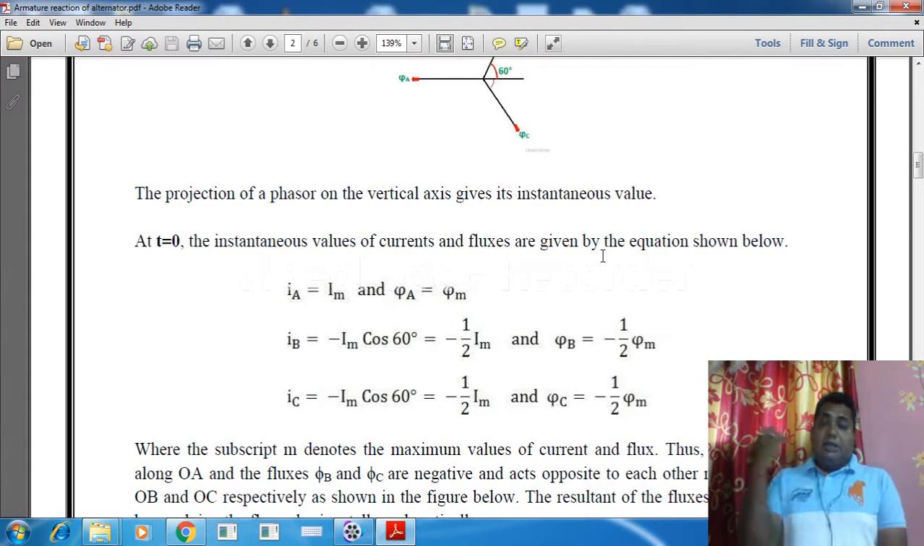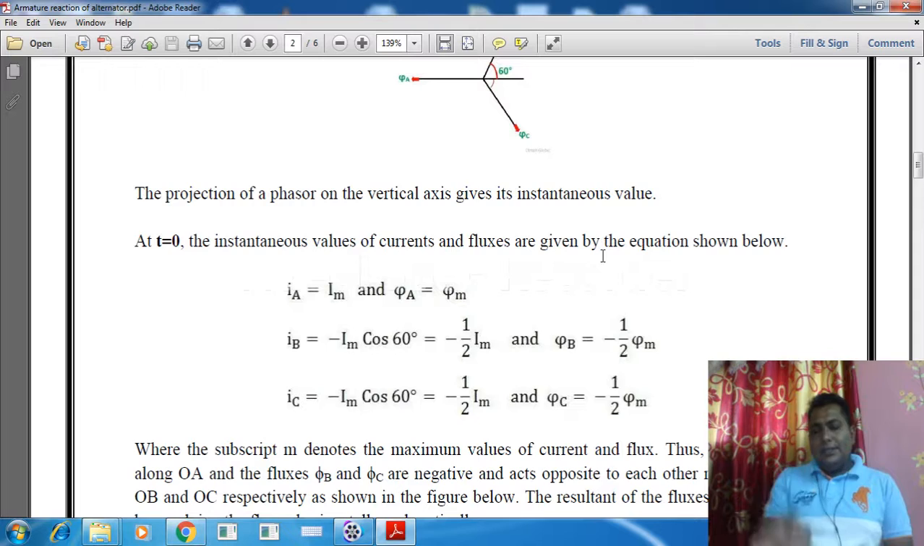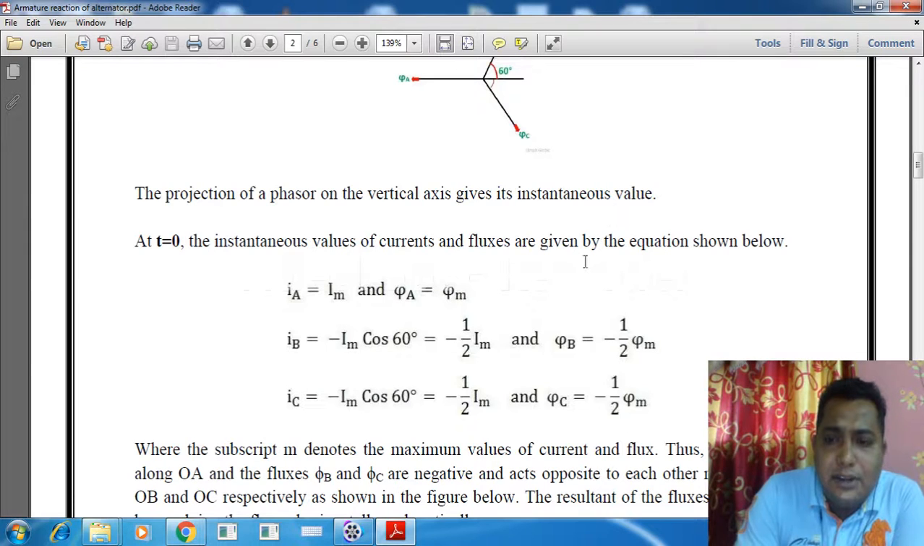and for each case we are going to find out the current value and the flux value. Then we are able to understand the effects of different kinds of power factor on the armature reaction. Okay, so now very carefully see, this is the section where you have to concentrate, so that you can easily understand. Once you understand one condition, you can do the same thing for a different phase angle. Okay, so let us concentrate on this matter.